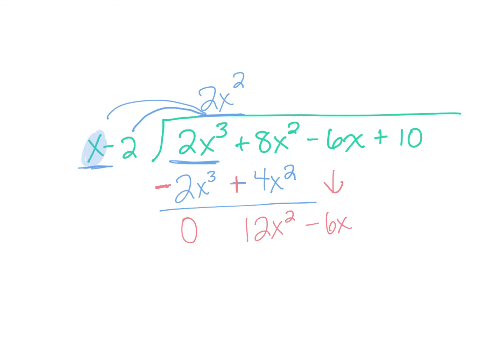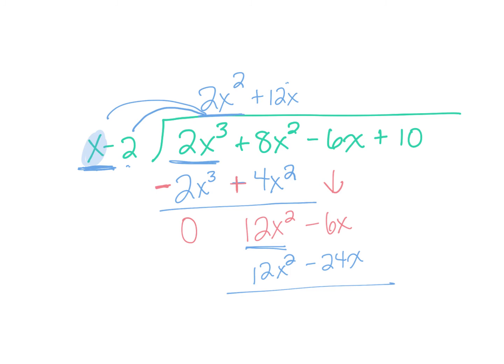So now we are trying to decide x goes into 12x squared how many times? Or the other way of thinking about it is x times how much gives us 12x squared. And that would be 12x. So I'm going to multiply 12x times my x, and I get 12x squared. And then I have to remember to multiply that 12x times this negative 2 also. So that gives me a negative 24x.